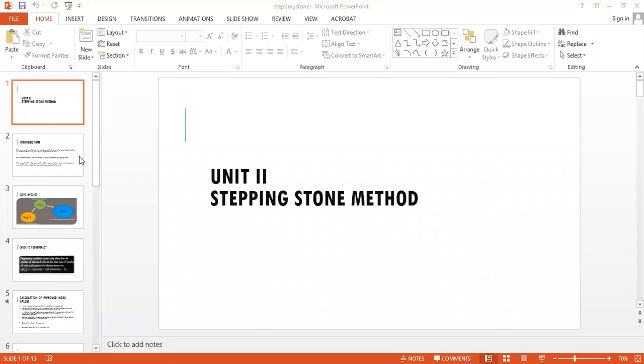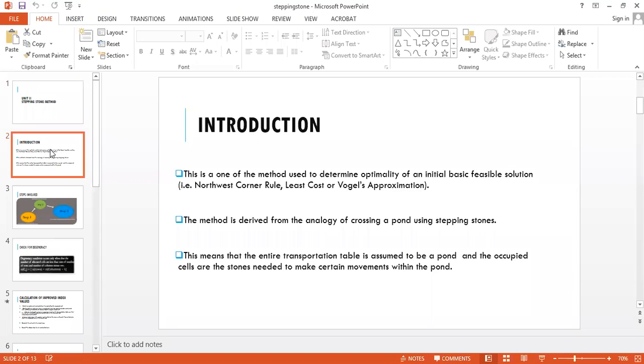In the previous class, we have studied about Vogel's approximation method. Now we will see the stepping stone method. The stepping stone method is used to determine the optimality of an initial basic feasible solution.